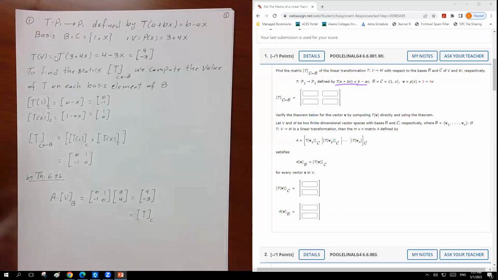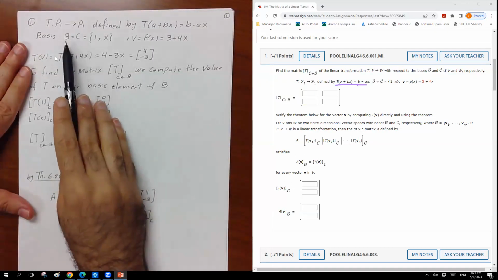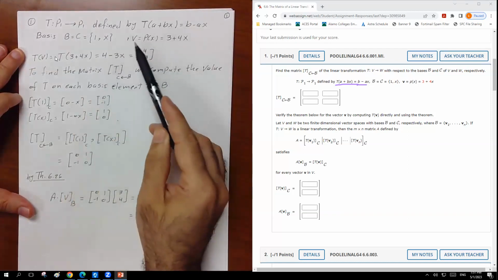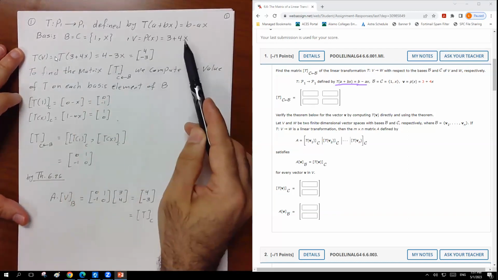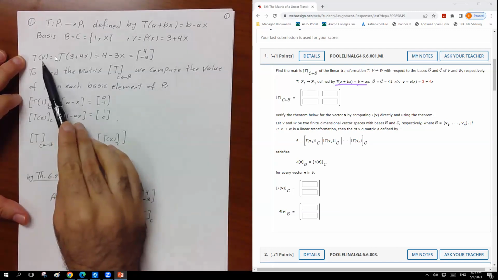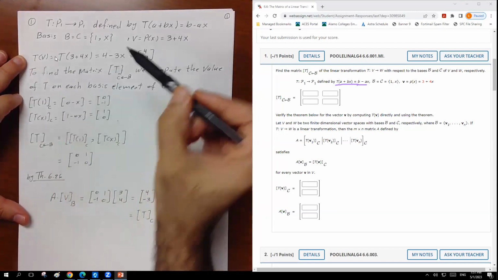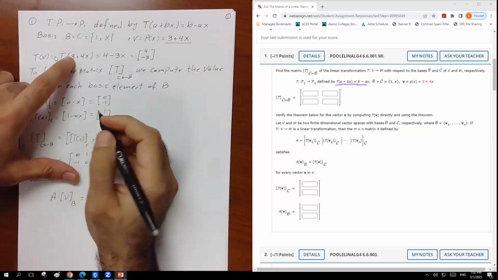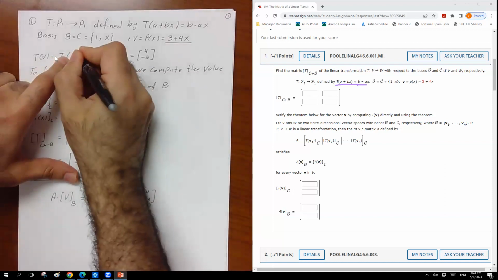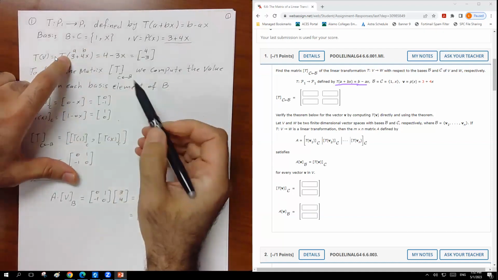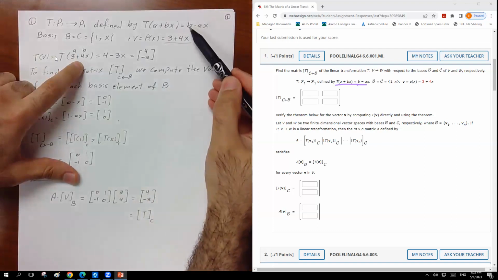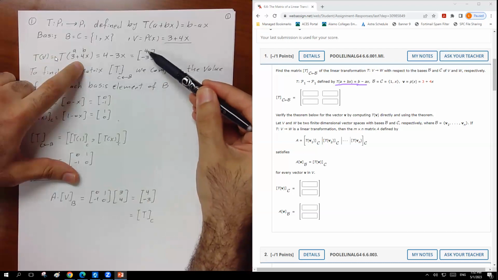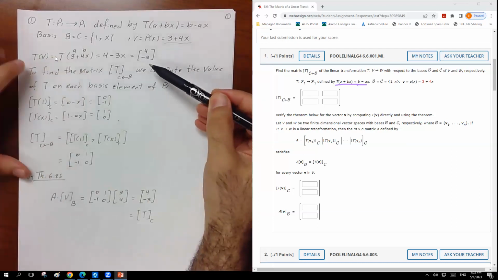So the first thing here is our basis B equals C equals {1, x}. And our vector is p(x) equals 3 plus 4x. Then the transformation of this vector v is going to be for 3 plus 4x, that means this is the a and here is the b. So I'm going to do the transformation. It says b minus ax. That means 4 minus 3x, which means it's going to be the vector (4, -3).